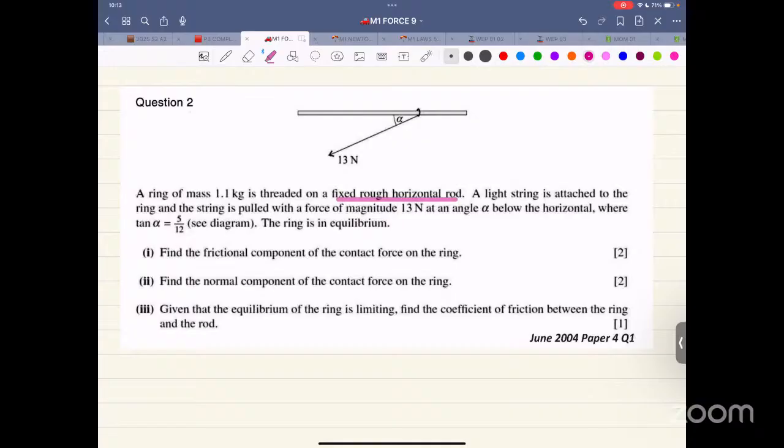Now it says a light string is attached to the ring and the string is pulled with a force of magnitude this much. So that is the string over here and it's being pulled in this direction, where tan alpha is 5 over 12. The ring is in equilibrium. Find the frictional component of the contact force. Find the normal component of the contact force. So contact force is a combination of F max and R. And given that the equilibrium is limiting, find the coefficient of friction between the ring and the rod.